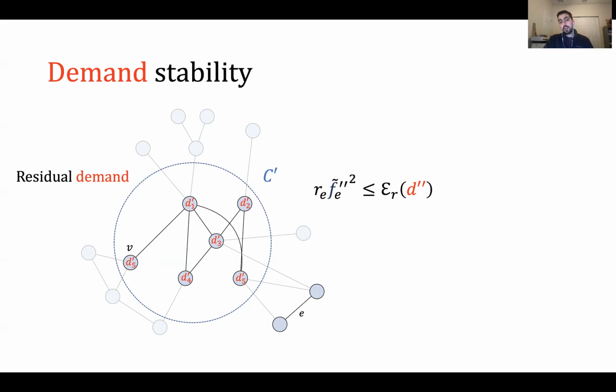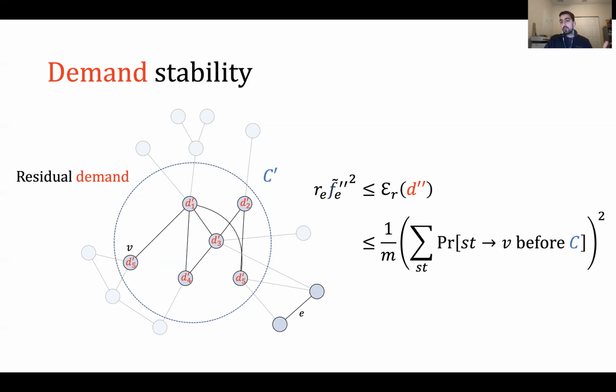So in particular, the energy of this edge is at most the total energy of this demand difference, the difference between the old and the new demand. And we can also do something similar with the previous idea and bound this by some hitting probabilities. For each demand pair ST, it is the probability that it reaches V before C. So it's a bit different, but again, some similar probabilities. And for the same reason as before, we can bound it by a nice quantity.